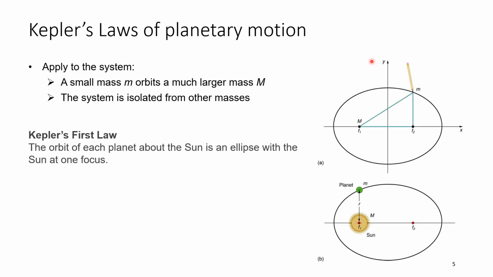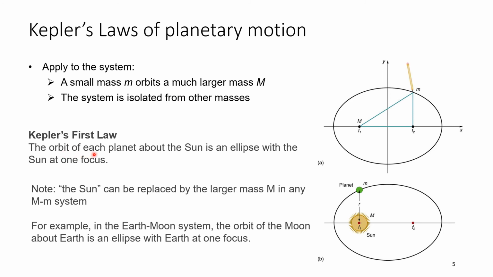Kepler's first law states the orbit of each planet about the Sun is an ellipse with the Sun at one focus. Please note here that the Sun can be replaced by the larger mass M in any system satisfying these two conditions. For example, in the Earth-Moon system, according to this law, the orbit of the Moon about Earth is an ellipse with Earth at one focus.